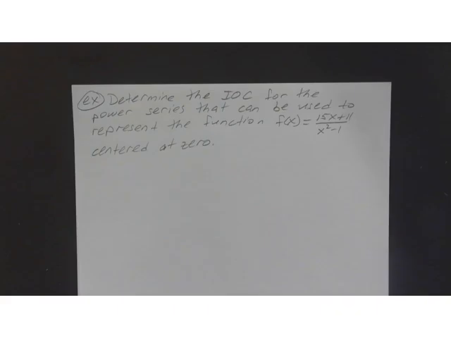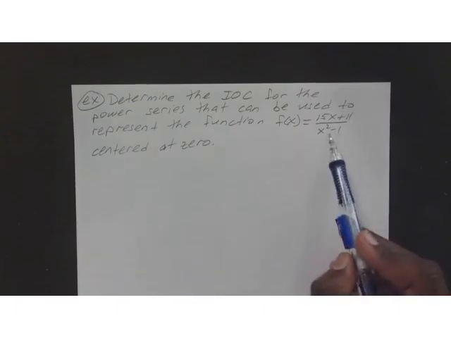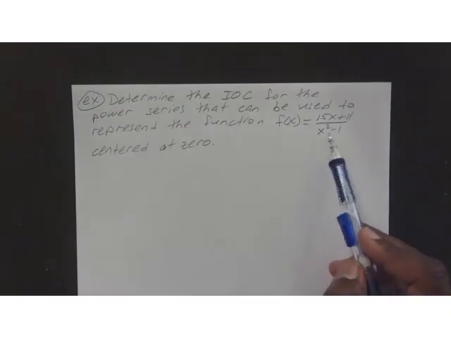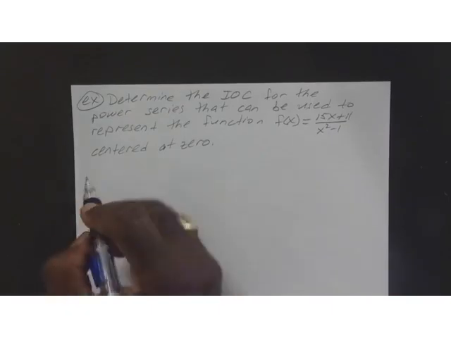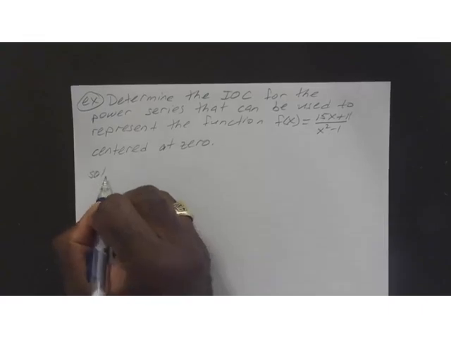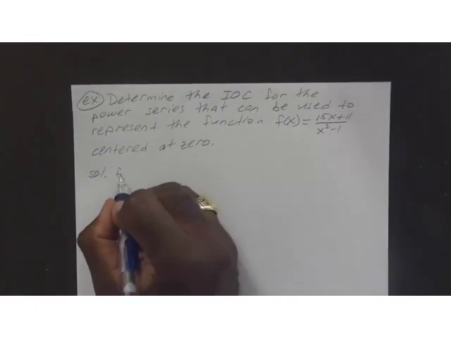Okay, so to find the interval of convergence, we use the same process. We have to find out if you can separate that into two separate functions and if each one happens to have their own interval of convergence. So once again, we're going to do the same thing we did before, but we're going to take it a step further at the end.